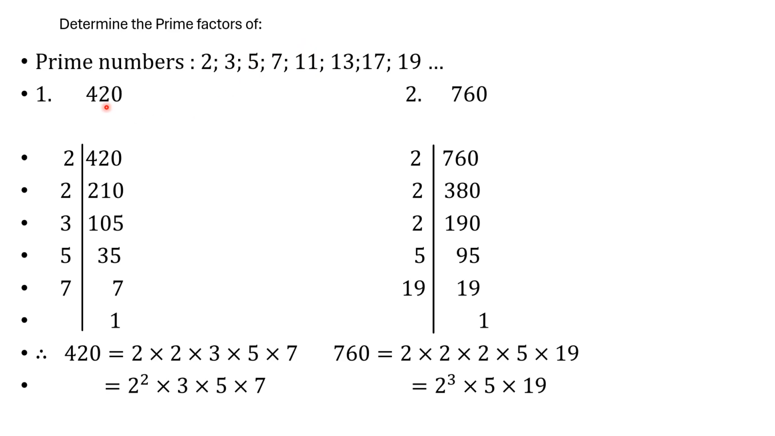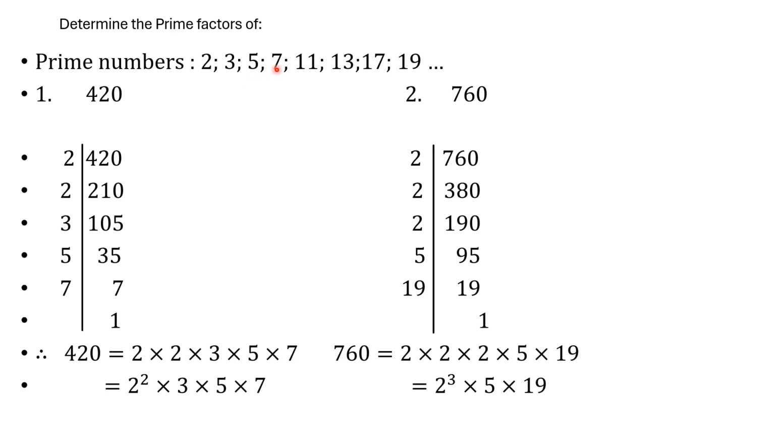So here, 420, the lowest prime number, because it has a 0 at the end, is 2. So 420 divided by 2 gives me 210. 2 still divides into 210, so 210 divided by 2 gives me 105. 2 can't divide into 105, so I test the next prime number, which is 3. 105 divided by 3 gives me 35. 3 can't divide into 35, so I go to the next prime number, which is 5. 35 divided by 5 gives me 7.